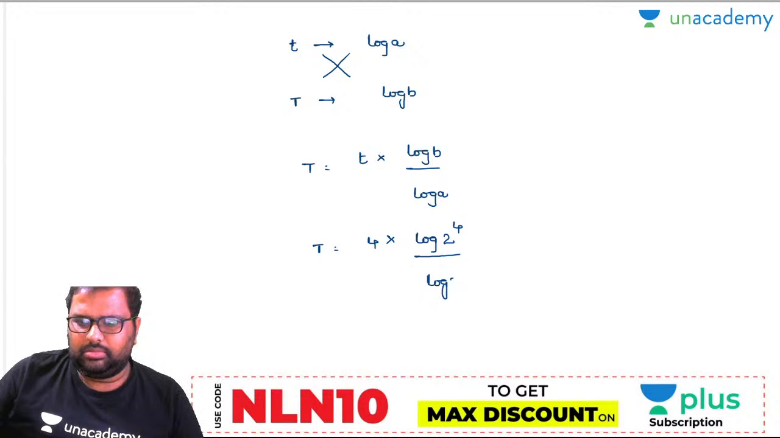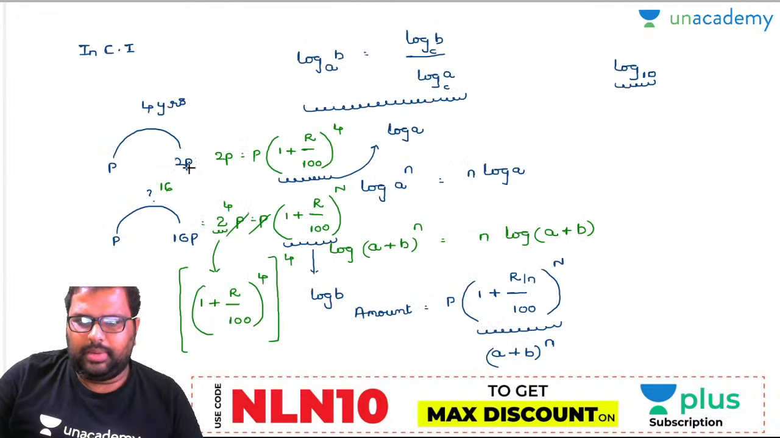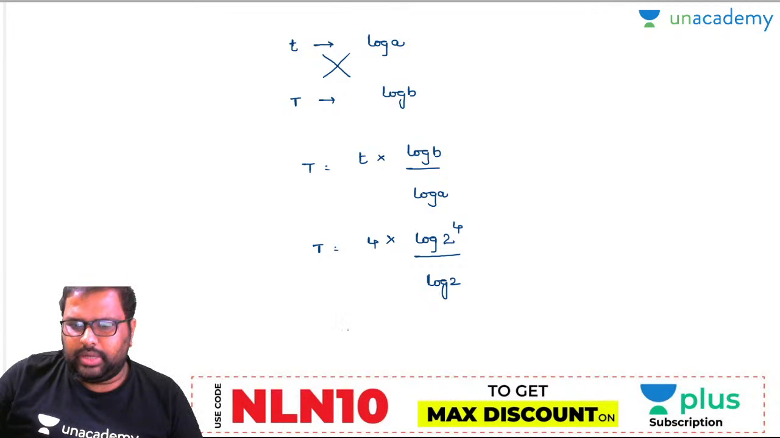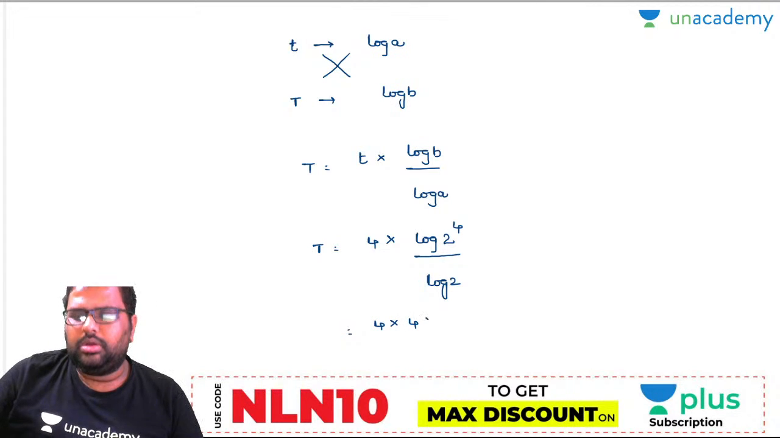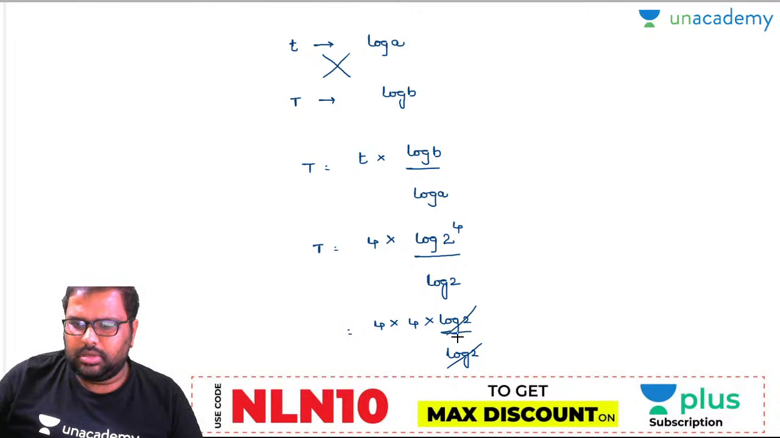Am I right or wrong? Please let me know. Double, na, 2. So look, can I write it like this? 4 into 4 log 2 by log 2. What is your answer finally? Let me know the answer there. Is it the same 16 years you got? You got the same 16 years. So your final time period changes, right?